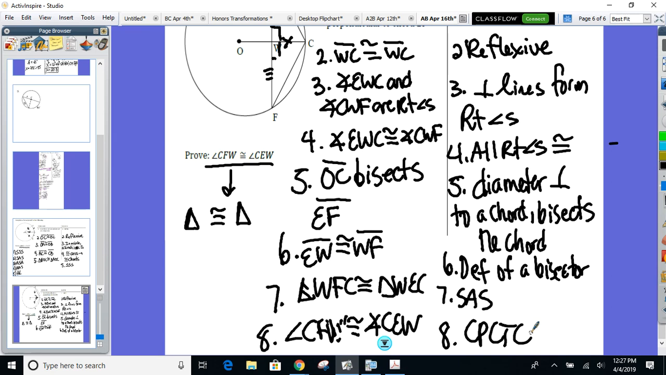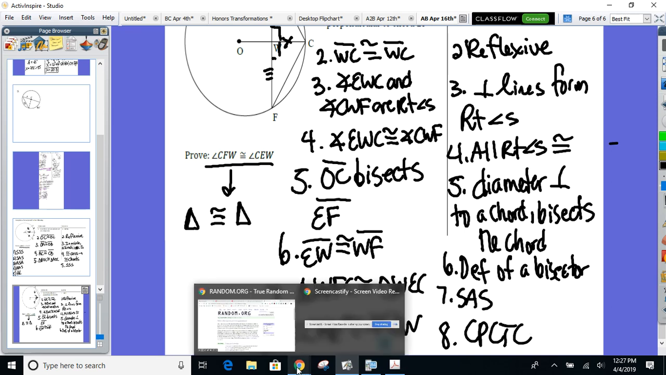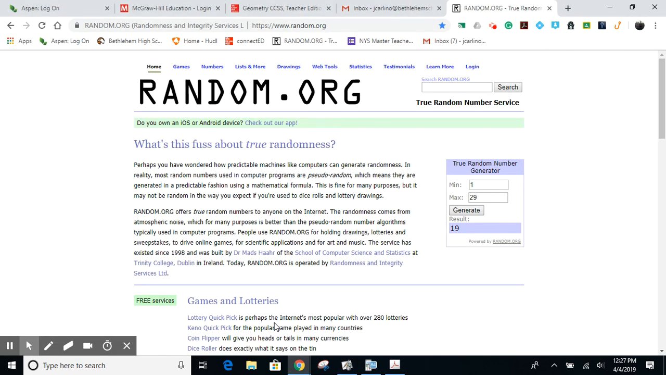The proofs in the packet tonight are very, very similar to this one. I will let you know there's a mistake on Aspen on one of the proofs. I want to see if any of you can catch it and let me know on Monday. All right, so get to it. Start either the homework from last night or the assignment tonight. Both will be checked Monday.